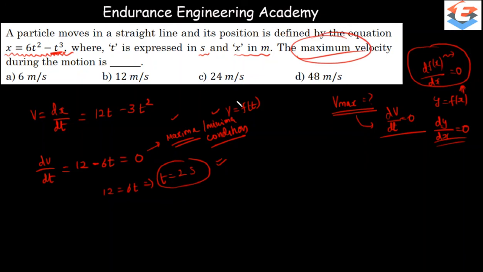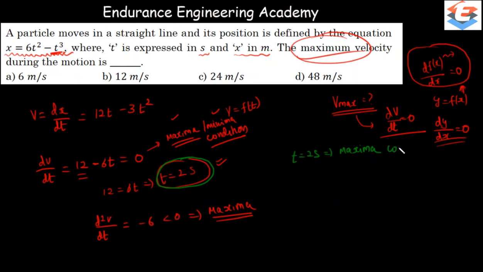For checking, what do I need to do? Again differentiate this. If I do that, it becomes minus 6, because 12 is a constant. The differentiation of minus 6t is minus 6, and that is less than 0. If it is less than 0, it indicates the condition for maxima. So t is equal to 2 seconds is the maxima condition.